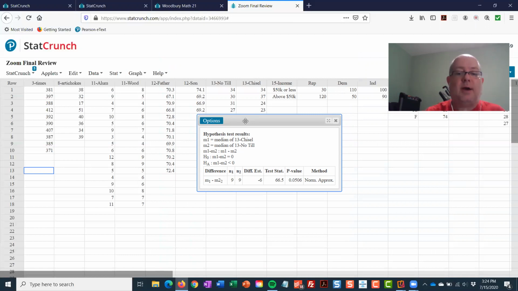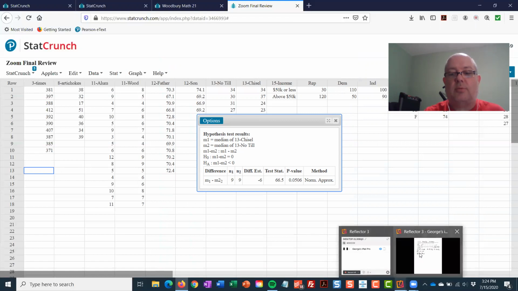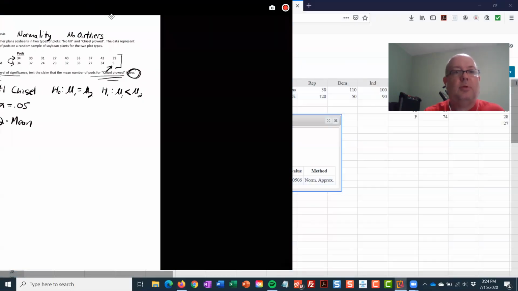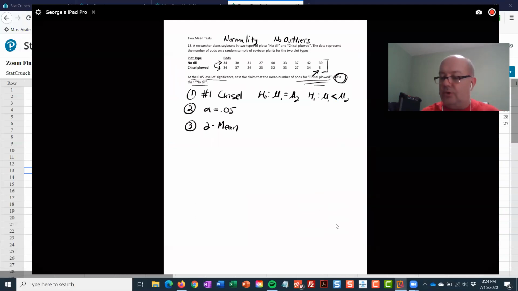So let's go back to the screen with the problems. Okay. So I'm going to write down the p-value while I have it in mind. P-value equals 0.0506. When you perform any of these alternate tests, all you have to show me is the p-value. Don't worry about the test statistic.